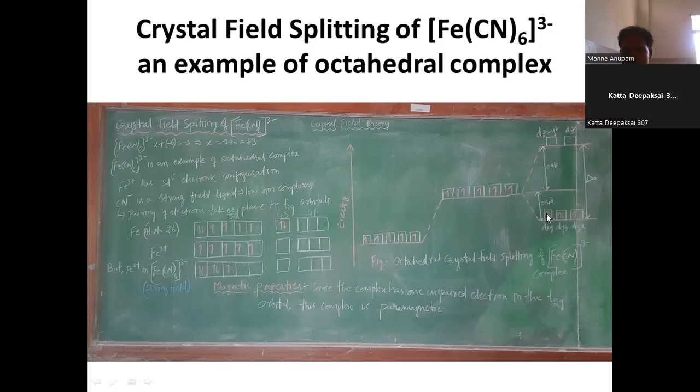So here, we are able to see that there is one unpaired electron. Since the complex has one unpaired electron in the T2G orbital, this complex is paramagnetic in nature.